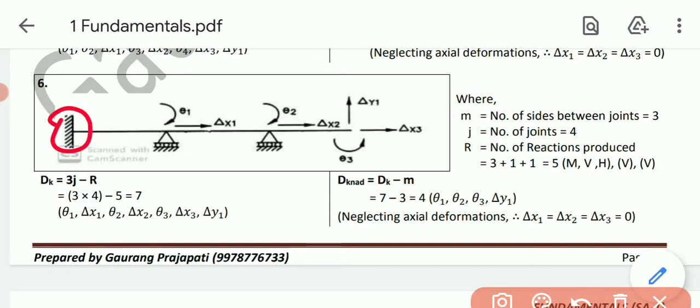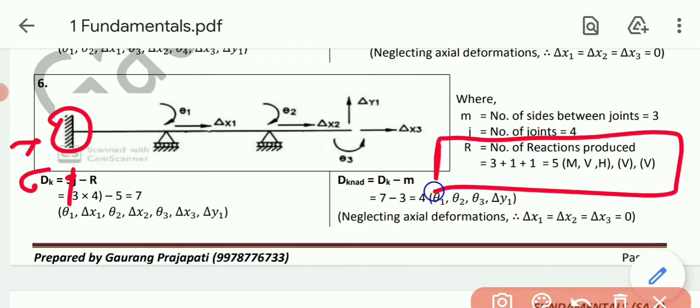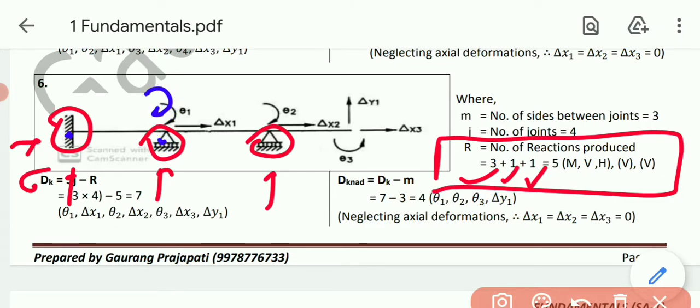Next, example number 6. Fixed support, so vertical, horizontal, moment, 3. Roller support, so vertical. Roller support, vertical. From this I can say, over here all 3 reactions are produced, so no displacement will be there. In case of the roller support only one reaction is produced, so the remaining ones are theta 1 and delta x1. Clear? In this one, roller support again, theta 2 and delta x2 horizontal.